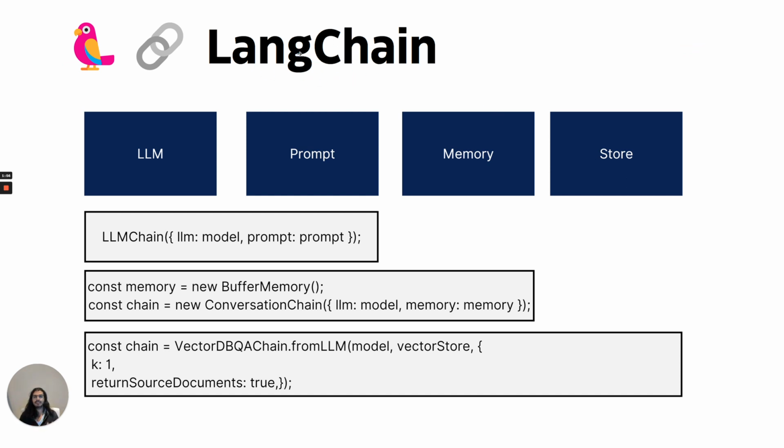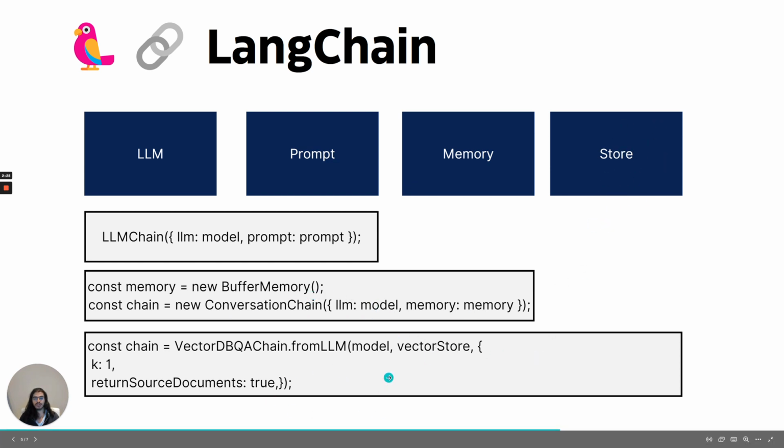LangChain is making it simpler and much easier for you to create these complex chains. So if you think about it, you have a large language model, let's say OpenAI, and then you have a prompt. That's the simplest way to create a LangChain. And you create this chain by giving it a new LLM chain and give it the model as a large language model and the prompt you want. Next, you can include memory. So you can start having memory in that conversation chain through buffer memory, for instance. Or if you want to add a vector store, you can also do that through the chain.